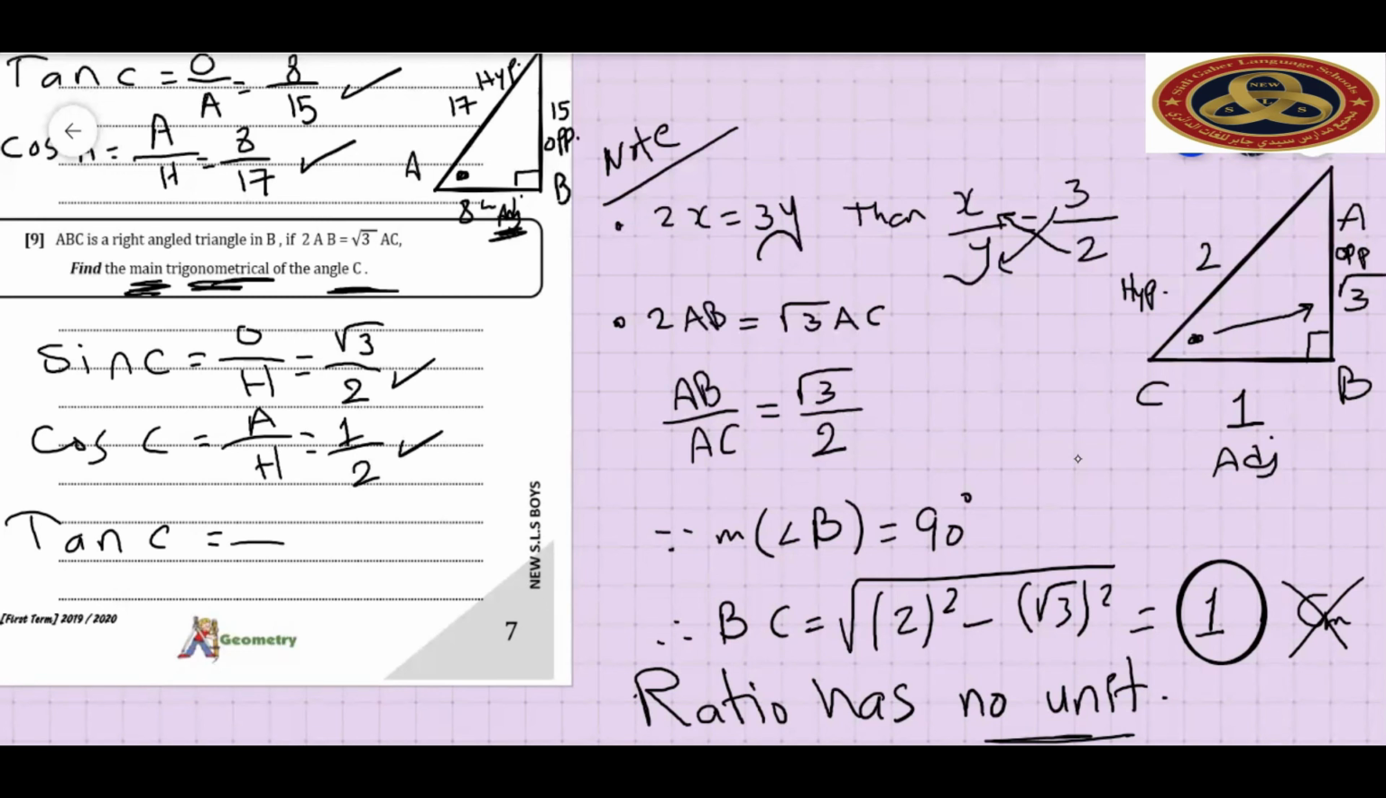Tan C, do you remember the rule of the tan? Opposite over adjacent. The opposite, root 3. And the adjacent is 1. Right. So in the simplest form, it will be root 3. Okay? You understand?